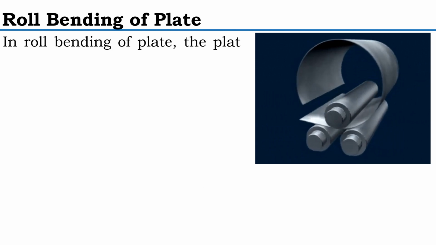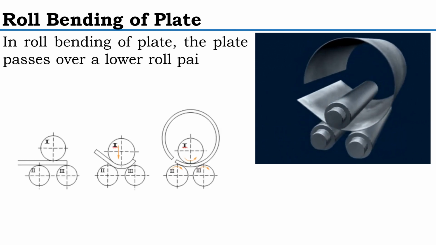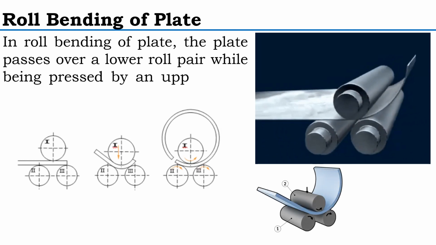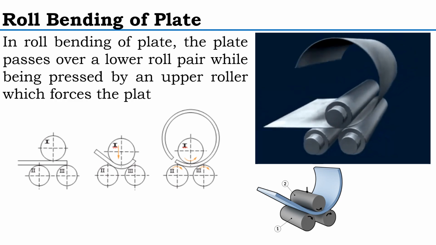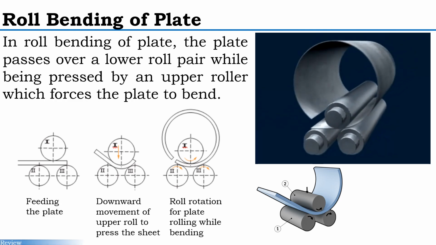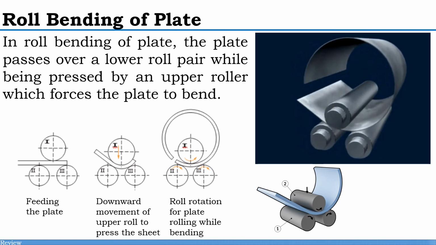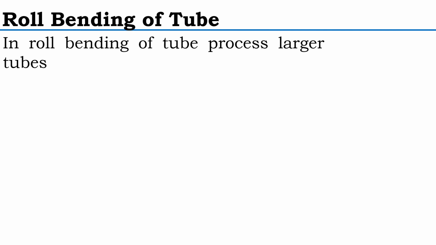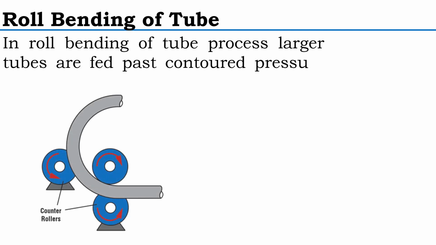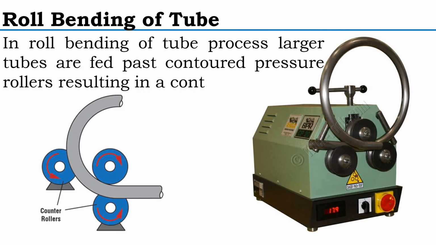Roll bending of plate. In roll bending of plate, the plate passes over a lower roll pair while being pressed by an upper roller which forces the plate to bend. Roll bending of tube. In roll bending of tube process, larger tubes are fed past contoured pressure rollers resulting in a continuous bend.